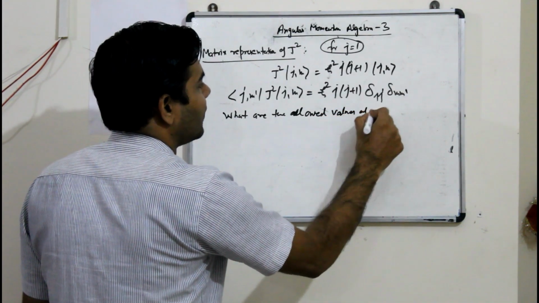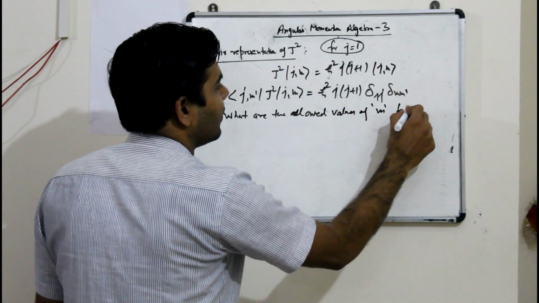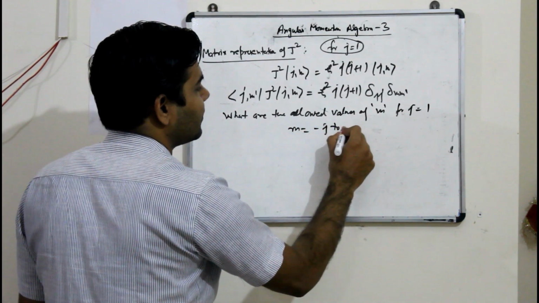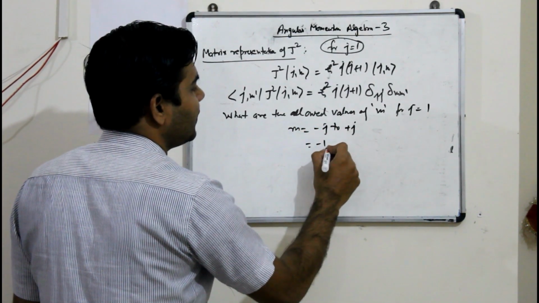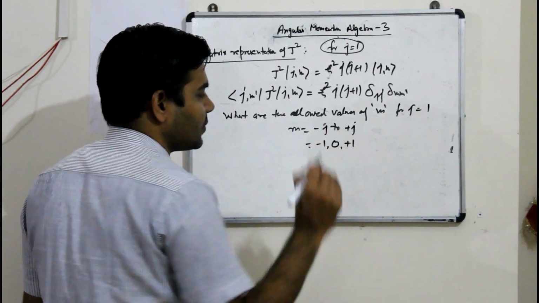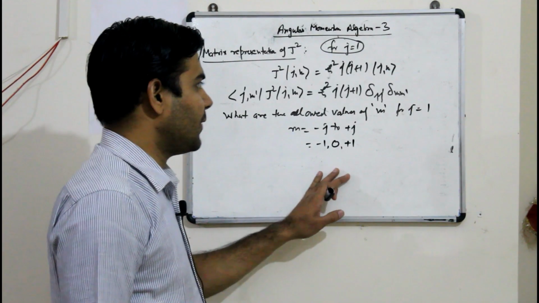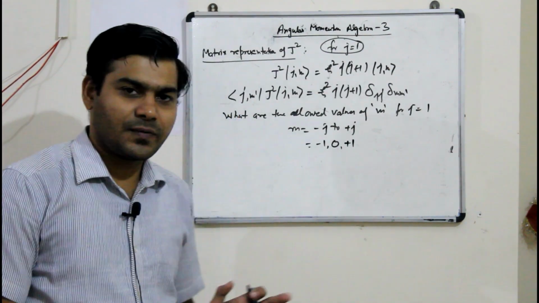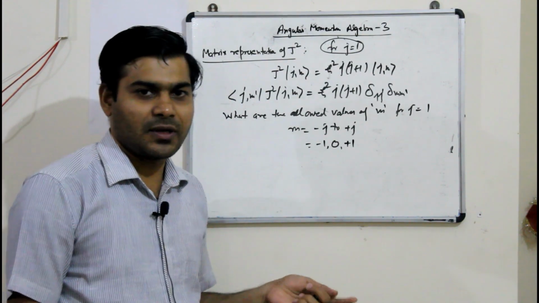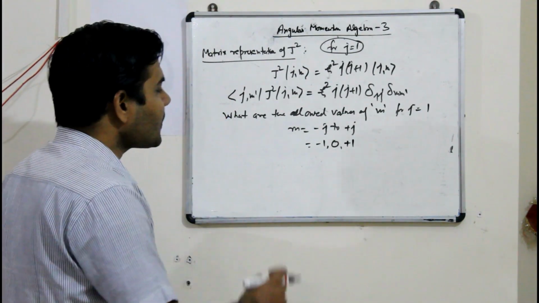Values of small m for j equal to 1. I have just discussed that the allowed values are from minus j to plus j, that is from minus 1 to plus 1 in integral steps, that is minus 1, 0 and plus 1. These are the three allowed values, and we also discussed in the last video that for a particular value of small j, there will be 2j plus 1 allowed values of small m.